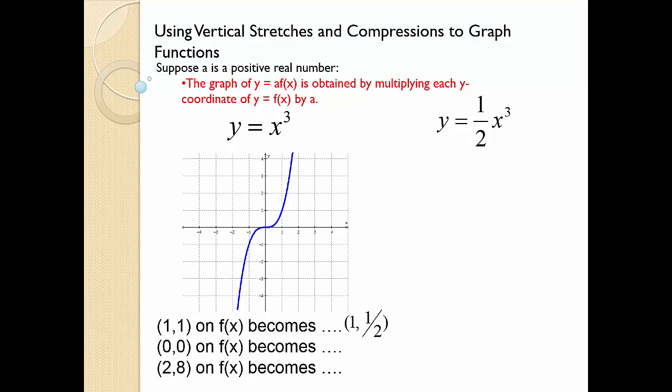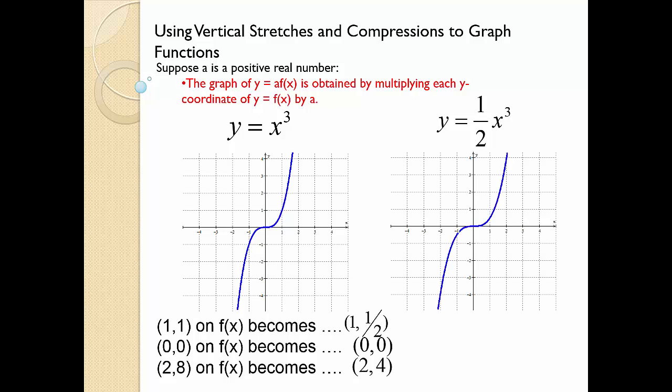Then you multiply y by a half, and (1, 1) becomes (1, 1/2). A half times 0 is still 0, so (0, 0) doesn't move. And (2, 8) becomes (2, 4), because a half of 8 is 4. And this time you'll see over here, at 1 you have 1 and then a half, and at 2 you have 2, actually 4, and then the same thing happens at -1 and -2. All right.